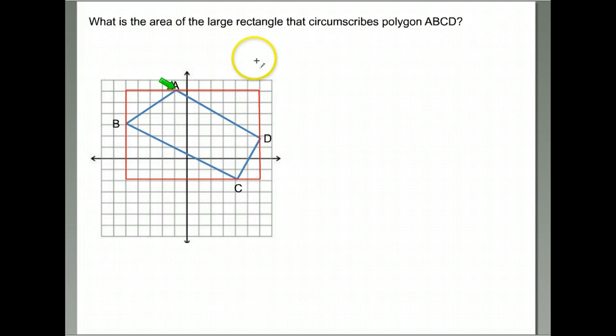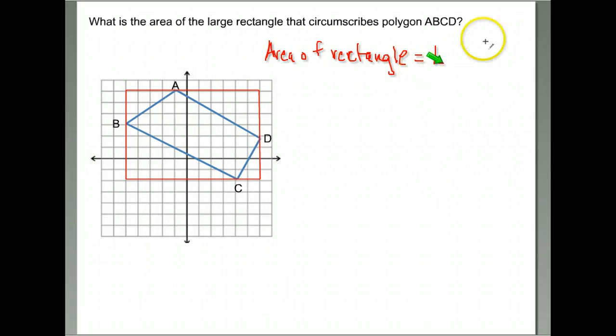So step one when you're doing this method is to find the area of the rectangle. Well, to find the area of a rectangle, what do we need to know? We need to know length and width, because the area of a rectangle is the length times the width. On a grid, this is really easy because all you have to do is count how long a side is. You just count the squares, not the lines, but the empty squares. So 1, 2, 3, 4, 5, 6, 7, 8, 9, 10, 11. So the length of this side is 11 squares.